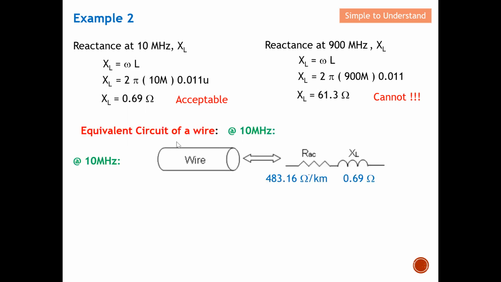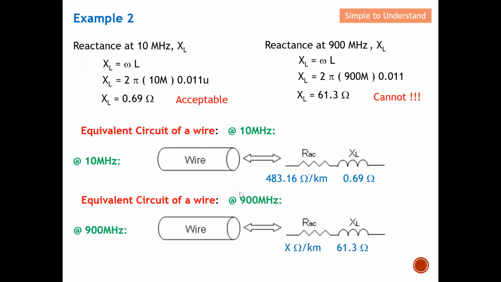Let's come to the equivalent circuit at 10 megahertz. Earlier on I calculated the AC resistance, which is 483.16 ohm per kilometer. I have also calculated the reactance at 10 megahertz, which is 0.69 ohm over here. So this is the equivalent circuit at 10 megahertz. Next, for the equivalent circuit at 900 megahertz, I have not worked out the AC resistance, but I think you are definitely capable of calculating it. So I leave this task for you to calculate.